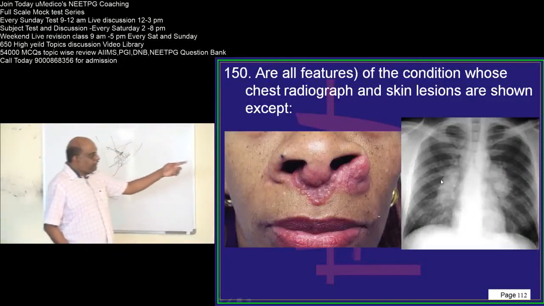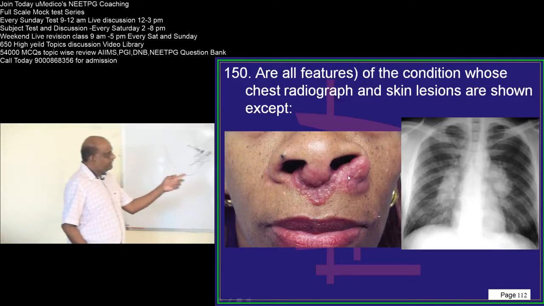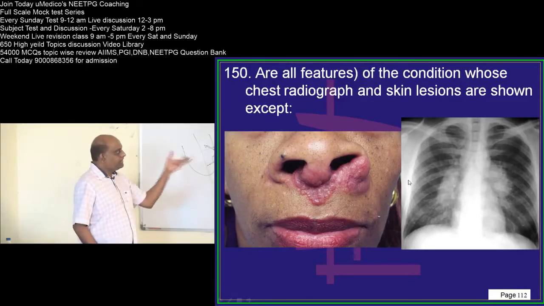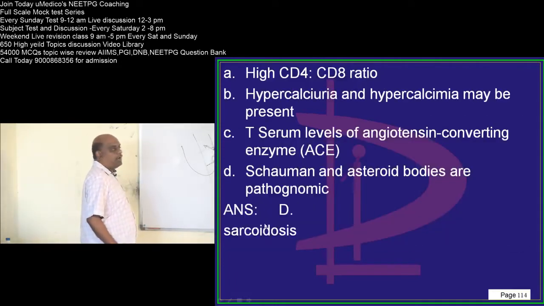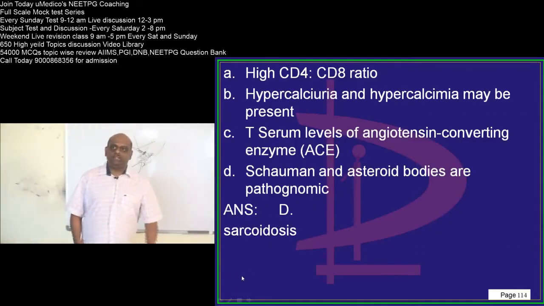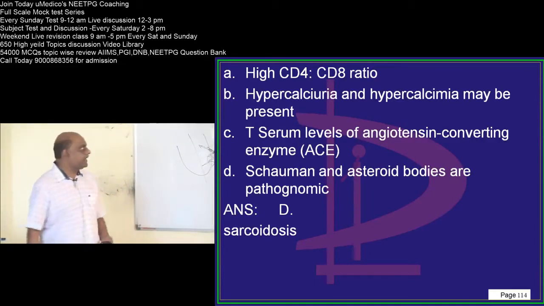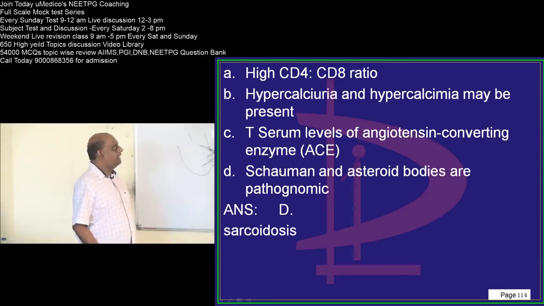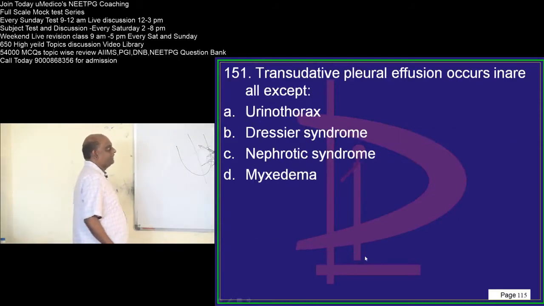You have potato nodes in the chest X-ray, and there are thick lesions, lupus pernio. So this is a case of sarcoidosis. The Schaumann bodies and asteroid bodies may be seen, but they are not pathognomonic of sarcoidosis. You can get hypercalcemia, hypercalciuria, and increased levels of angiotensin converting enzyme, etc.